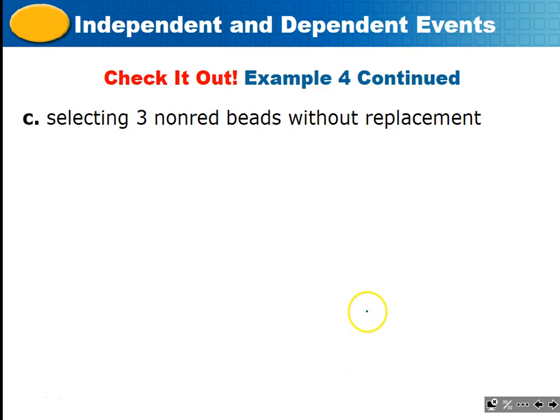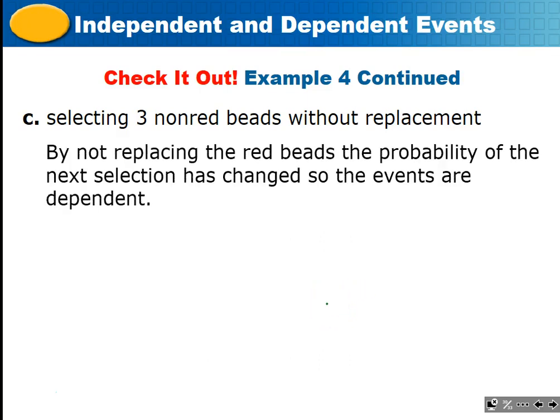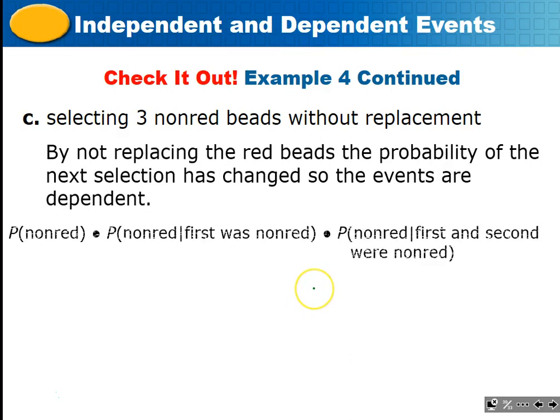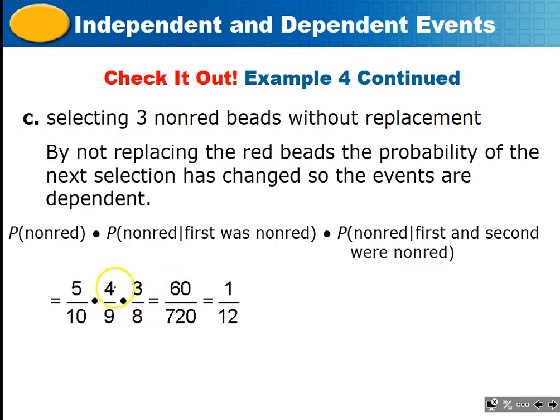Okay, here's our last problem. Selecting 3 non-red beads without replacement. So here we have 5 beads that are not red, and we have 10 total beads. But every time we take one out, the non-red beads decrease and the total decreases. So this is definitely going to be dependent, and we're going to multiply. So we had our non-red beads, 5 over 10, and then both of those numbers on the top and the bottom decrease. So that's going to be 4 over 9, and then it's going to be 3 over 8.